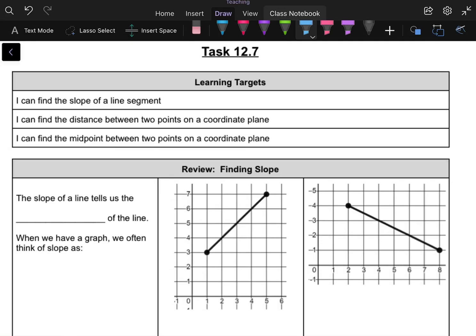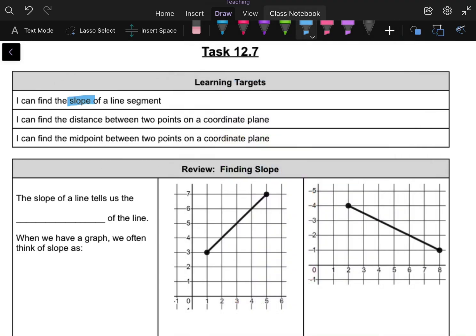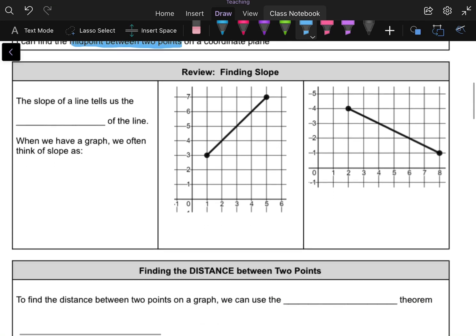Hi everybody, in this video we are talking through task 12.7 and we are looking at finding the slope of a segment, the distance between 2 points, and the midpoint between 2 points on a coordinate plane. Alright, so this is on page 49 in your packet. Go ahead and flip there if you're not with me already. And then let's go ahead and jump in here.